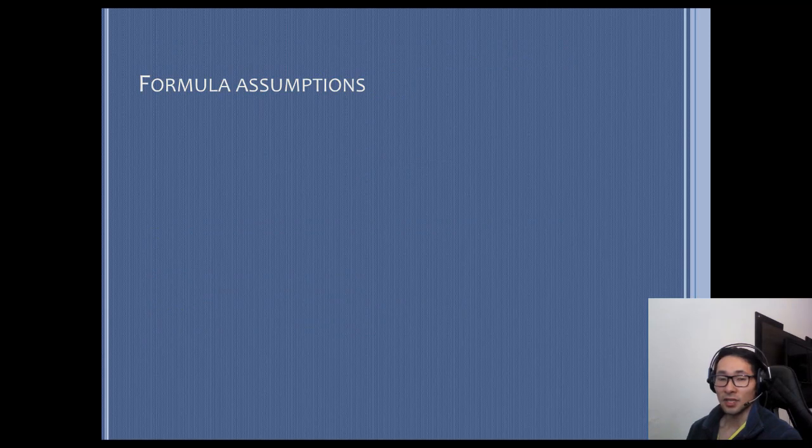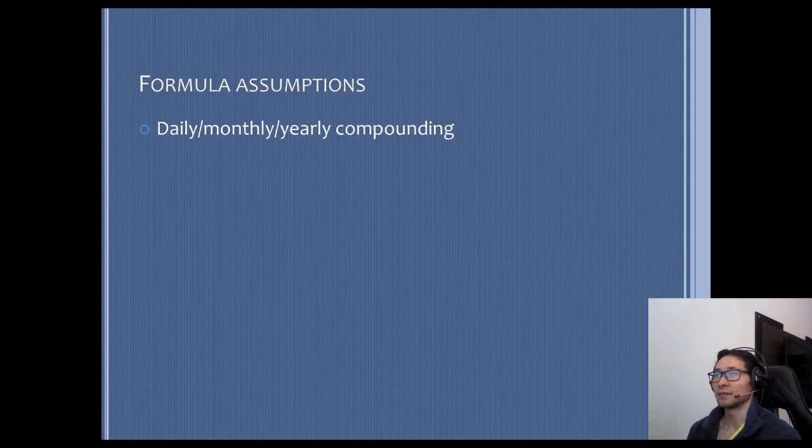The 2 previous formulas I showed you guys are not real life formulas because they take some assumptions that make the calculations easier. So let's see. We can either consider daily, monthly, or yearly compounding as long as all the units are compatible. So for example, if I use a monthly return rate, I have to make sure the exponent of the 1 plus return rate term is also in months. I have to make sure all the units are in the same time basis.